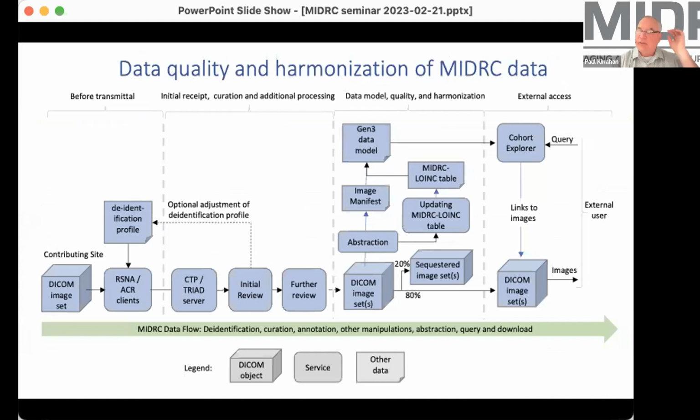Anyways, let me just very briefly talk about the process. You may have seen versions of this diagram. This is the data flow through MIDRC, starting at the contributing sites all the way to the external users. I'm going to focus just on this process where we're creating and using this mapping table here.